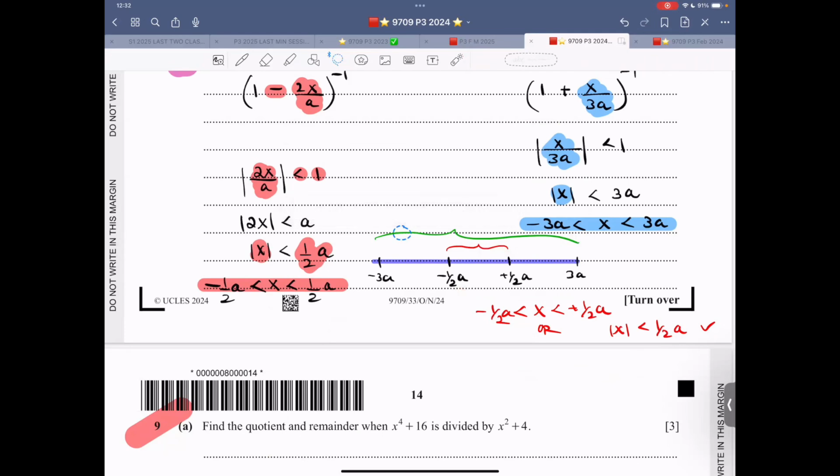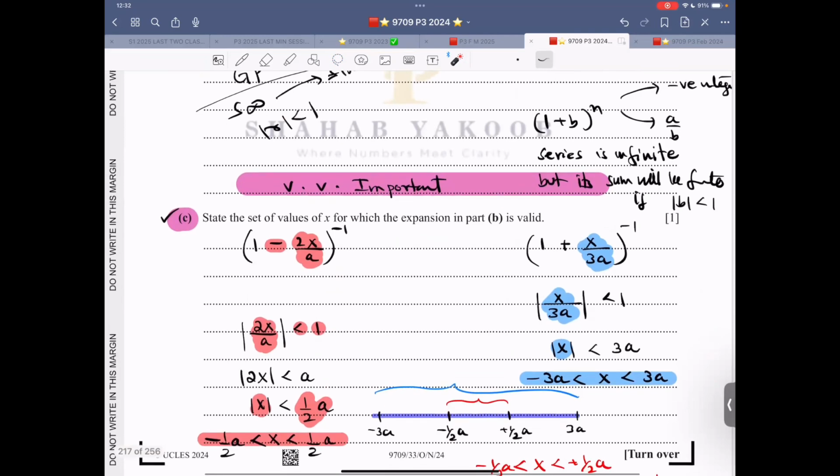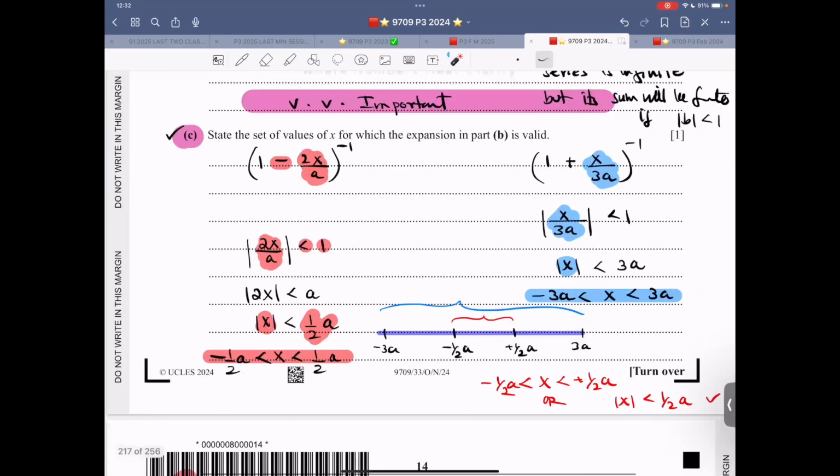So let me just change it into blue color, and we pick the common region. So this is the common region that's right over here. So the common region is the final answer. That is how this is done for 1 mark, but of course you have to do it.